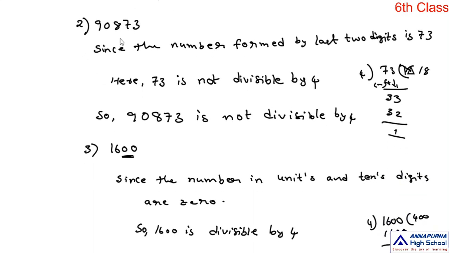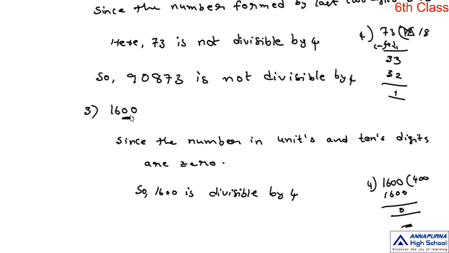Next case, 90,873. What is the number formed by the last two digits, that is the tens and units places? That is 73. Here 73 is not exactly divisible by 4, because we get remainder 1. So the given number 90,873 is not divisible by 4. Next case, 1600. The last two digits, the tens and units places, are zeros. Since the units and tens digits are 0, the entire number is divisible by 4. By actual division also, we get remainder 0. 1600 is divisible by 4.